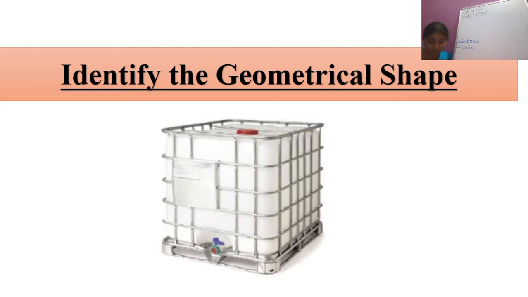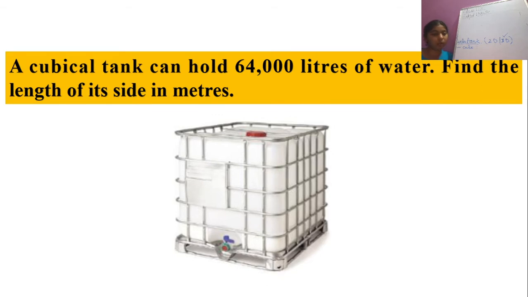Very good students. Now students, you have to tell me, is this cube and water tank in the form of two-dimensional or three-dimensional? Is it 2D or 3D? Yes students, very good. So it is three-dimensional, right? Three-dimensional shape. Okay, so you identified this is a water tank and in the form of a cube. Okay students, so let's see what we have next.